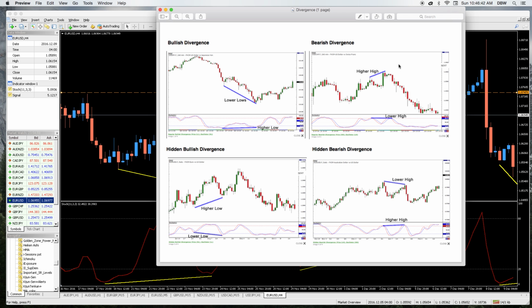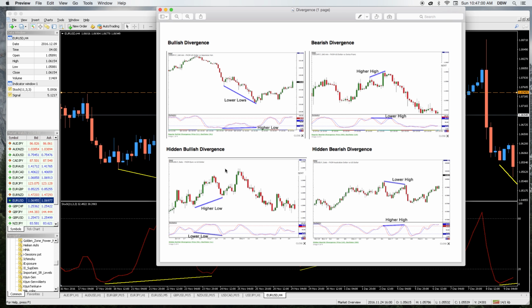Over here is bearish divergence, and we have price going higher from one swing point to the next, and on the oscillator it's going lower from one swing point to the next.